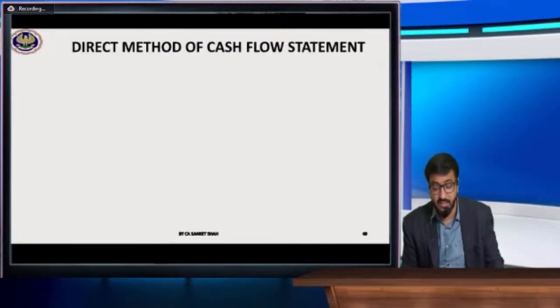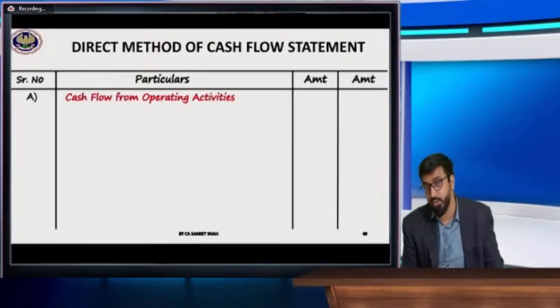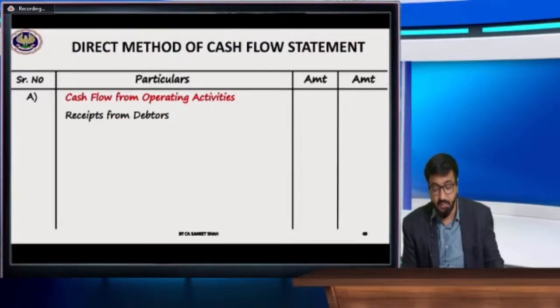So you can see the pro forma cash flow statement, serial number A, cash flow from operating activities. You can take a screenshot afterwards and write down all these formats in your notebook. And today we are going to solve some illustrations based on this concept. So cash flow from the operating activities, receipts from debtors is your inflow. Then payment to creditors is your outflow.